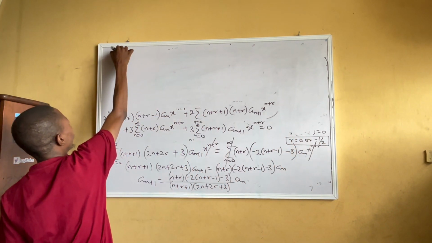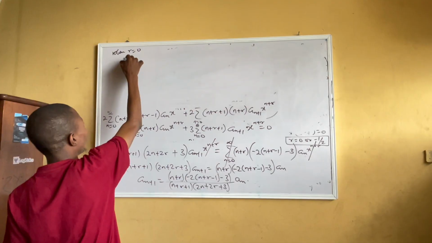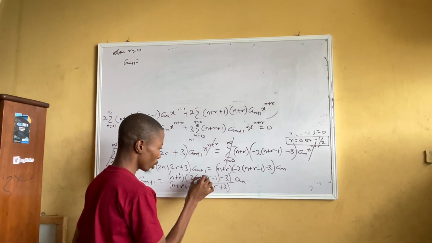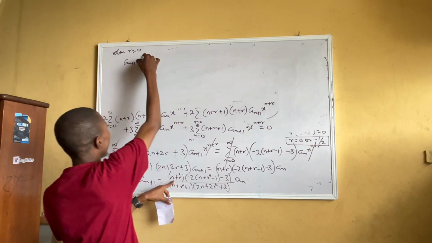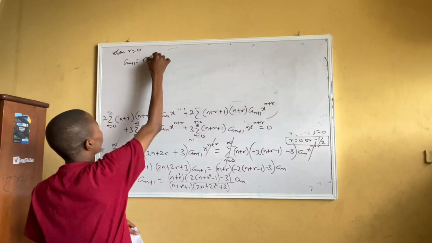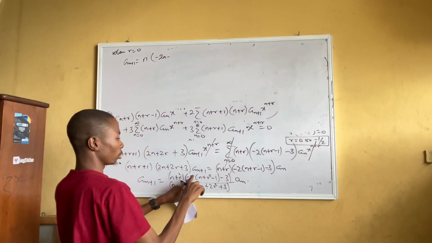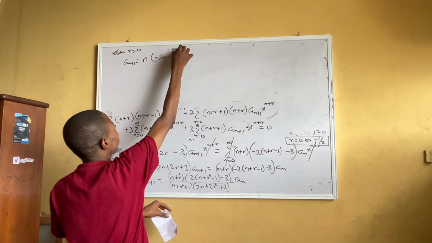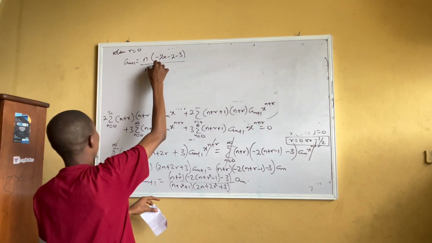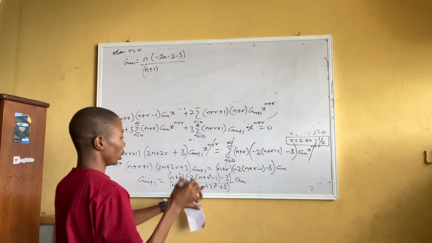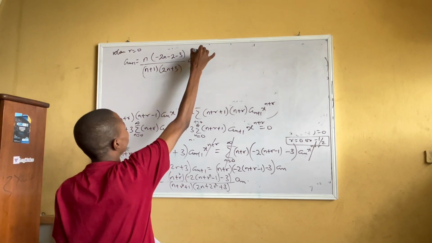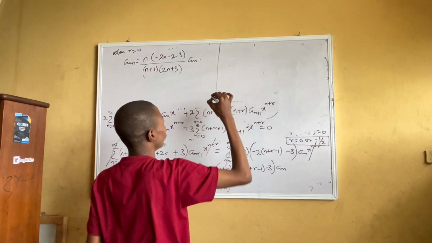So when r is 0, we are going to have a_(n+1) equals, if r is 0, n times minus 2n minus 1 minus 3, minus 2n minus 2, okay, and minus 3, over, if r is 0, n plus 1. That gives 2n plus 3 over n plus 1 times a_n. This is for one solution. Now let me do the other one here.